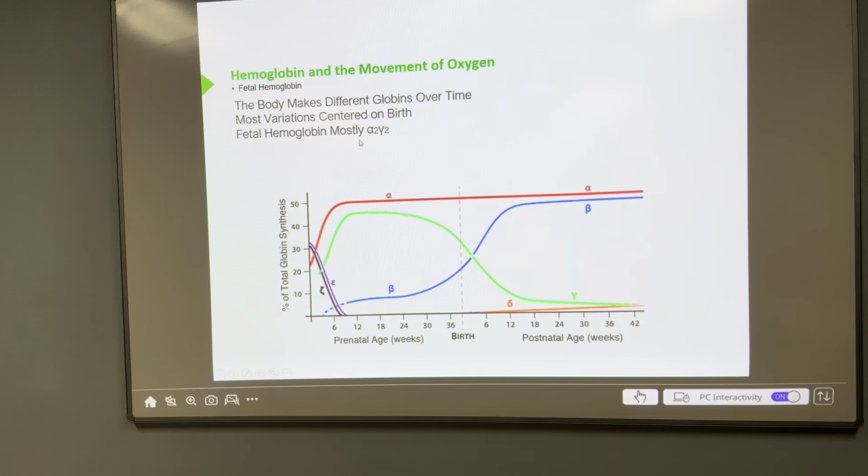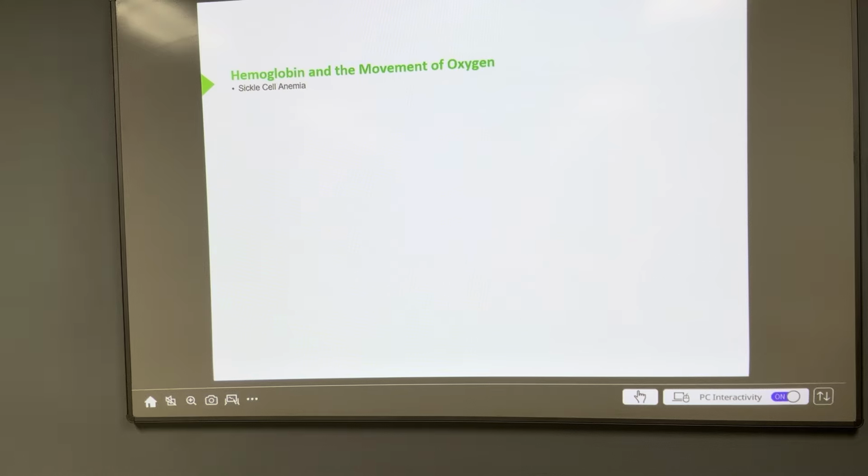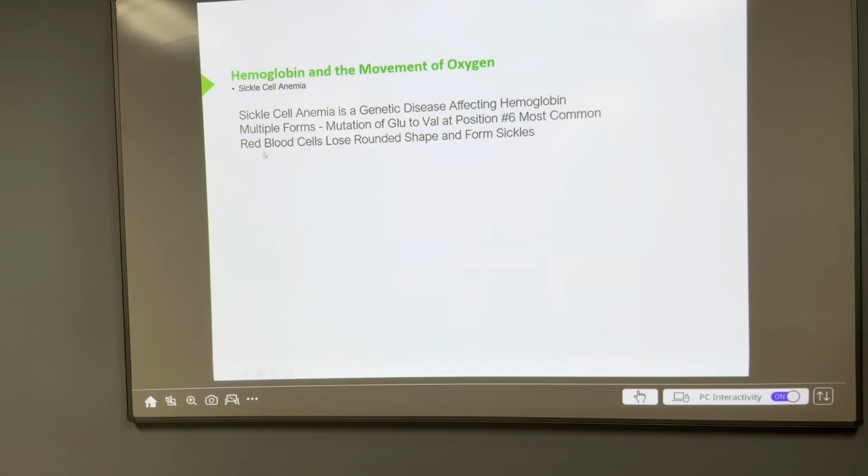Fetal hemoglobin has 2 alpha and 2 gamma, not 2 beta. It's 2 alpha, 2 beta for the adult. For the baby, it's 2 alpha and 2 gamma. We talked about sickle cell anemia, and you need to know that it's a mutation from glutamic acid to valine at which position? Position number 6. And the red blood cells are going to become sickle.